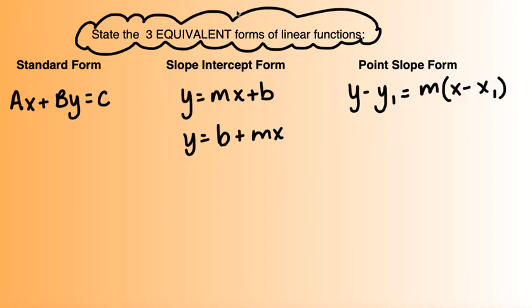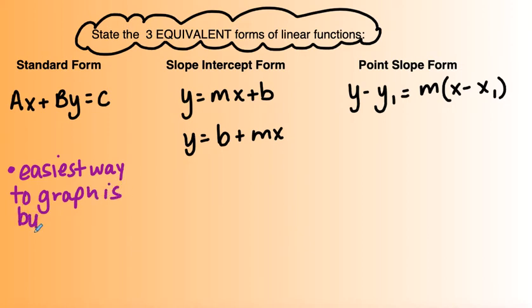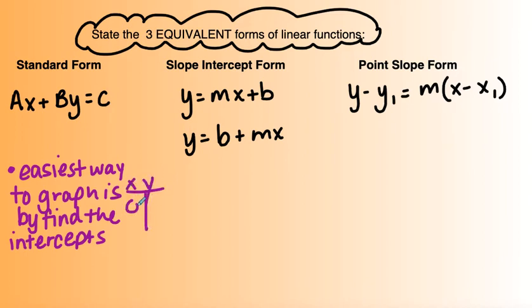All right, so there's some things that we know about these equations. I know that in standard form, the easiest way to graph is by finding the intercepts. This is when we make a table of values and we let x be 0 to find the y-intercept, and we let y be 0 to find the x-intercept. It's a very quick and easy way to graph it. We also know that to find the slope, we take -a over b.